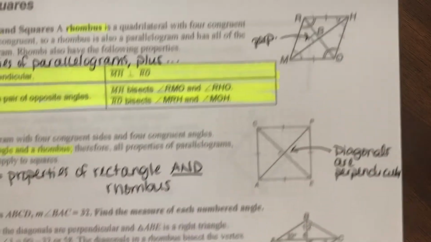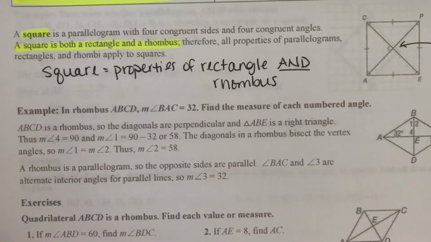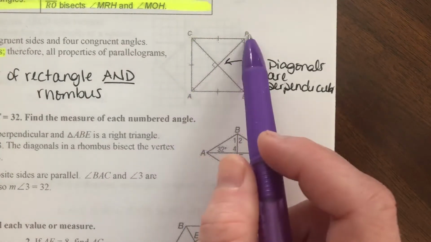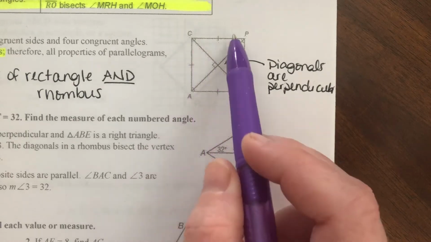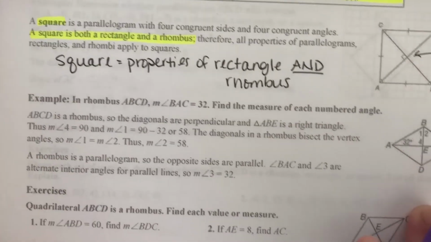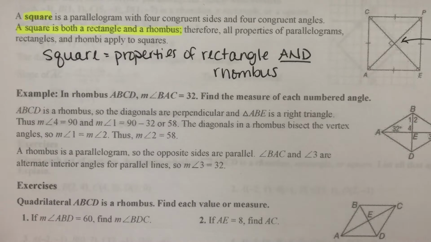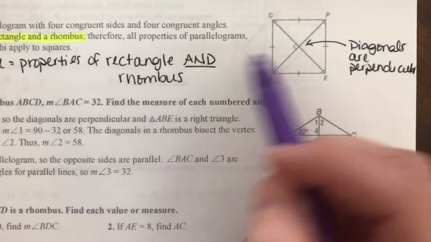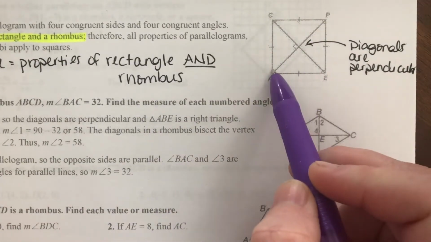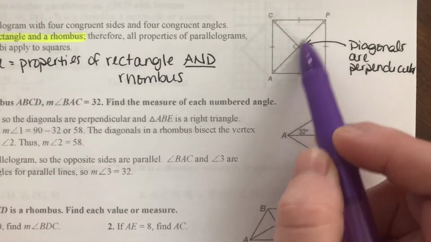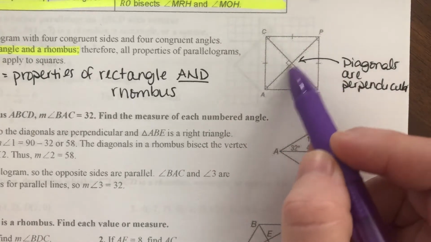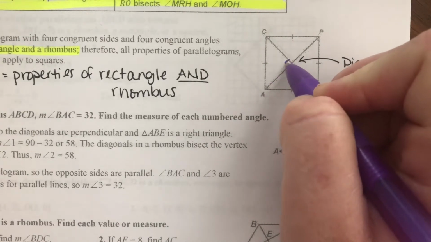A square is kind of interesting because we all know what a square is, right? It's a 4-sided shape that has equal length sides and 4 90-degree angles. It basically has all of the characteristics of a rectangle and a rhombus, right? So all the characteristics of a parallelogram, plus, remember, rectangles have 4 90-degree angles and have equal length diagonals. And then a rhombus has perpendicular diagonals. They intersect at 90 degrees.